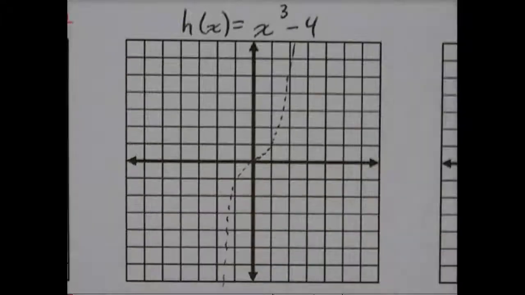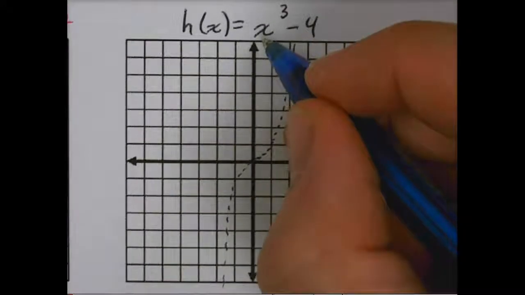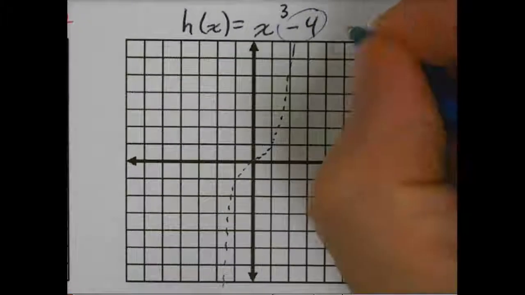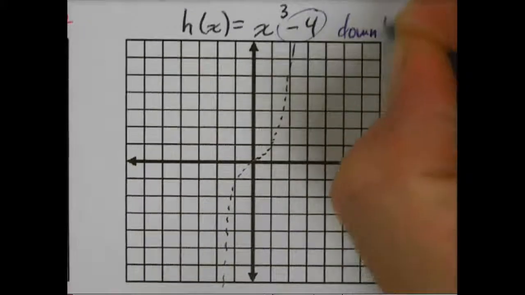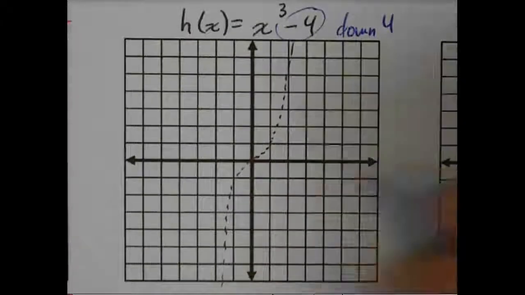All right, and then this minus 4, notice it is not inside with the x. It's not in the parentheses. There is no parentheses. So I consider this to be outside. So I'm going to move every point down 4. If it helps you, write it off to the side of what you're doing, so you don't have to go back and think every time. But we're going to take every point.